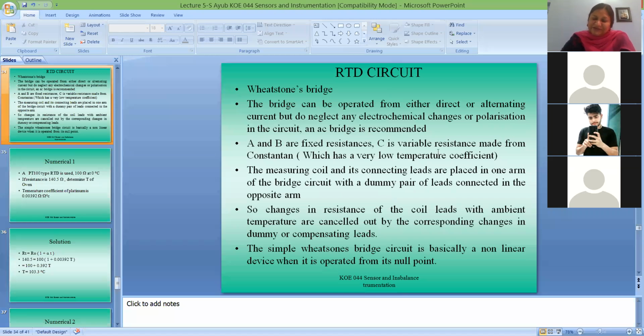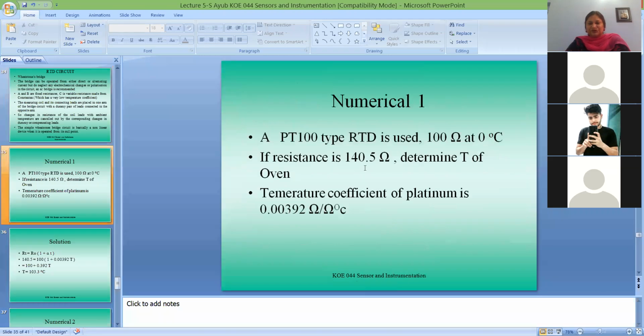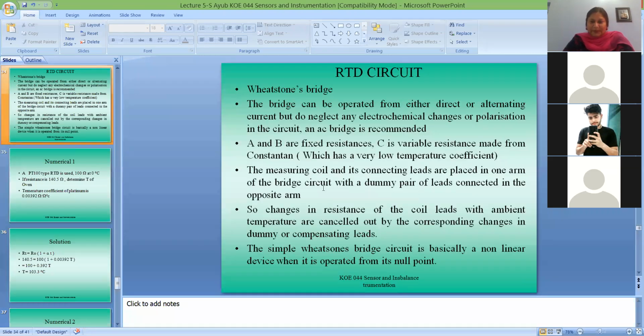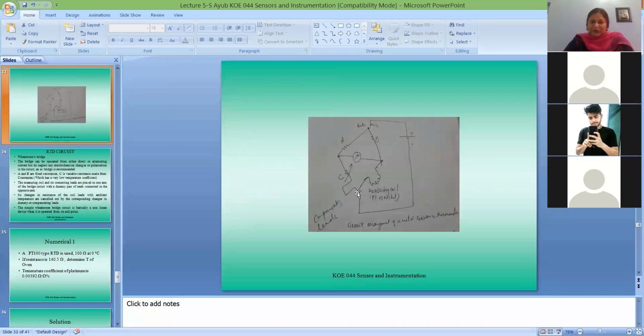A and B are fixed resistances and C is a variable resistance made from constantan, which has a very low temperature coefficient. Very low temperature coefficient means as temperature increases, the change in the resistance is very small. So you use this variable resistance in the third arm of the bridge, and your measuring coil and its connecting leads are placed in one arm of the bridge circuit with a dummy pair of leads connected in the opposite arm. These were the dummy pairs just to compensate the extra resistance of these particular leads.